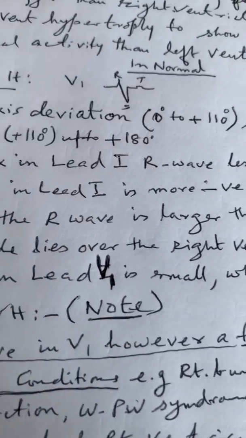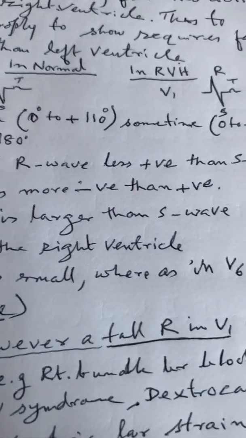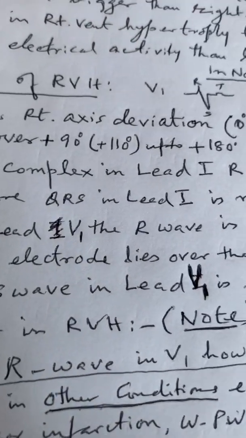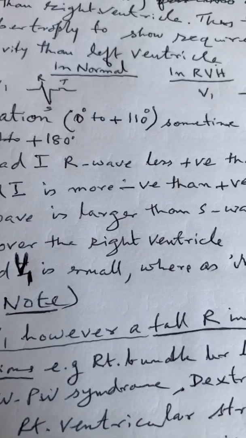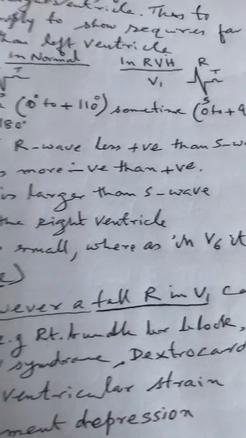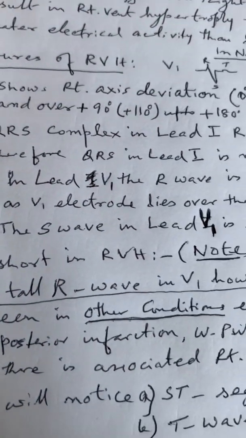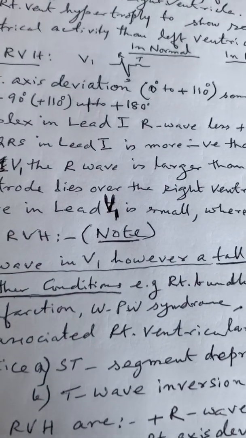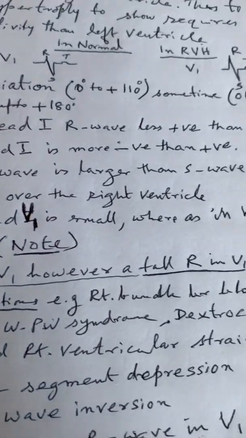Then the second thing that you will see is that in lead 1, the R wave is less positive than the S wave. If you look at lead 1, you will find R is less tall, less positive than the S wave. Therefore the QRS complex in lead 1 is more negative than positive.